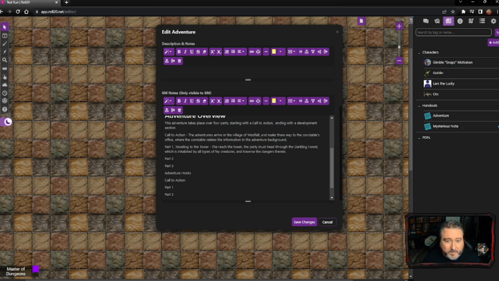So part one, traveling to the tower. To reach the tower, the party must head through the Darkling Forest, which is inhabited by all types of fey creatures, and they must traverse the dangers within. So that gives us just an idea of what we want to do with the tower. Or I should say the Darkling Forest around the outside of the village. You don't want it to be something that is going to affect the village itself.